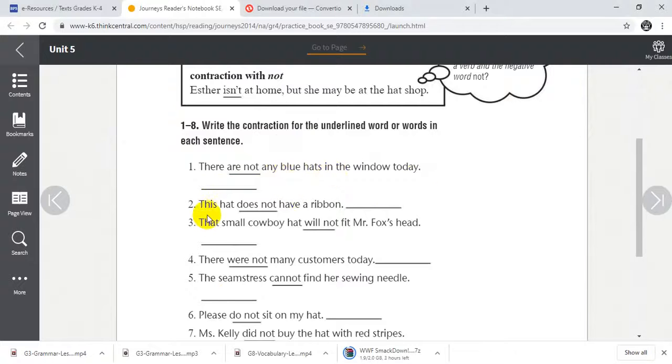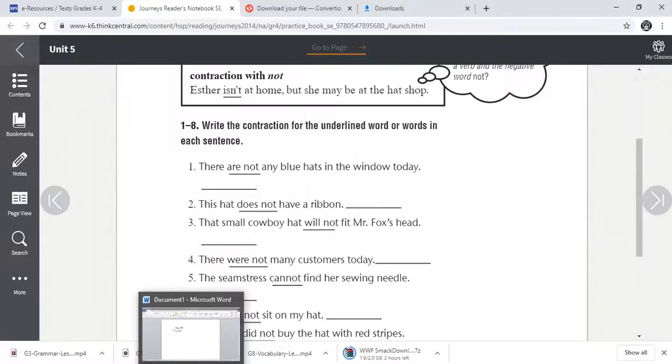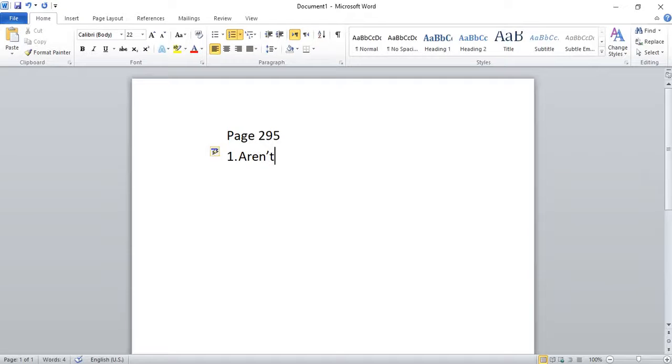Okay. Number 2. This hat does not have a ribbon. So it does not. We want to make it into a contraction, into one word. It's going to be what? Doesn't. Exactly. So number 2, this hat doesn't have a ribbon. Doesn't. Same thing, an apostrophe instead of the O.